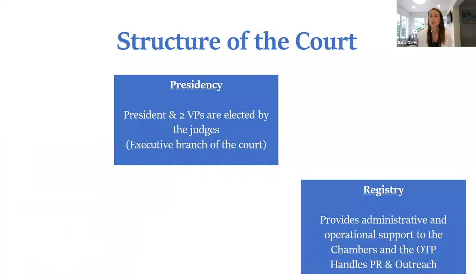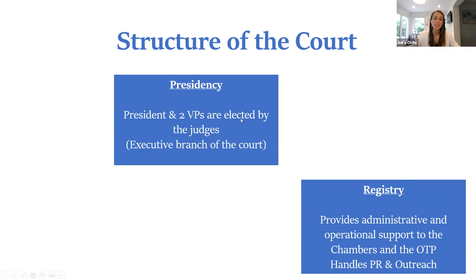So a little bit about the structure of the court. The court can really be broken down into 4 different units. The first 2, I'm not going to spend much time on. These are the presidency. This is essentially the executive branch of the court. It's run by a president and 2 VPs, all of whom are ICC judges and elected by the other judges.